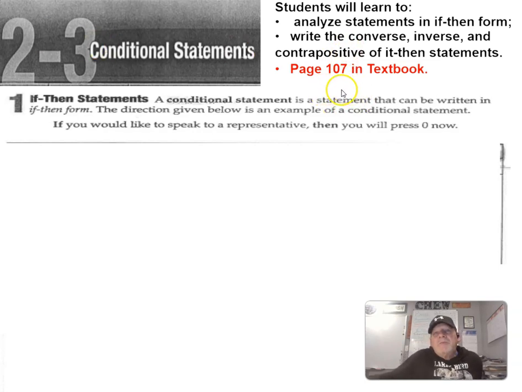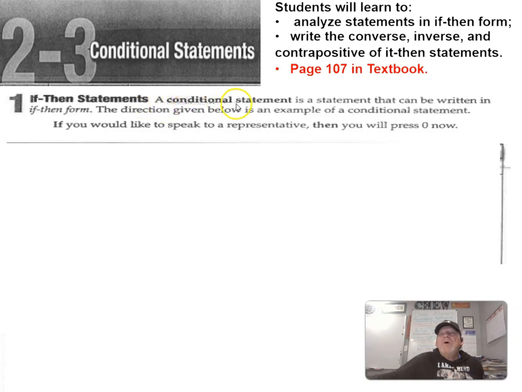In our textbook that we're using in class, it's page 107, if you'd like to refer to that. The students are going to learn how to analyze statements in if-then form, and to write a converse, inverse, and contrapositive of if-then statements. In the textbook, this is Chapter 2, Section 3.